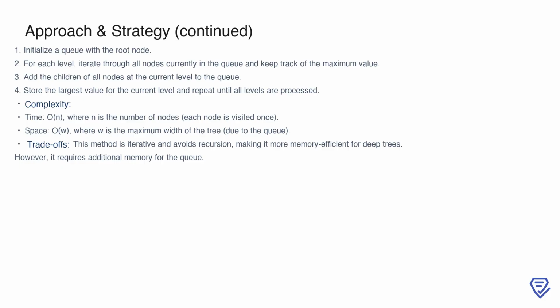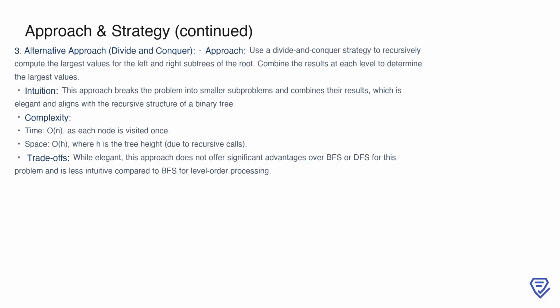The time complexity for this method is O(n), as we visit each node exactly once. The space complexity, however, is O(W), where W is the maximum width of the tree, as this is the largest number of nodes that the queue will need to hold at any given time. While this method is more memory efficient than recursive DFS for deep trees, it does require additional memory for maintaining the queue. Another alternative we considered was a divide and conquer approach.